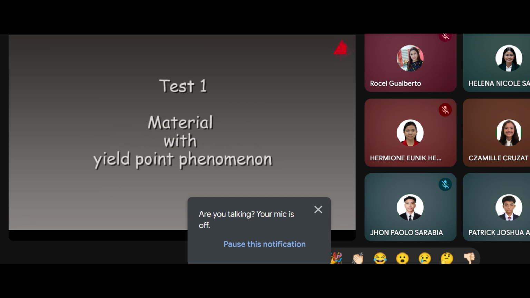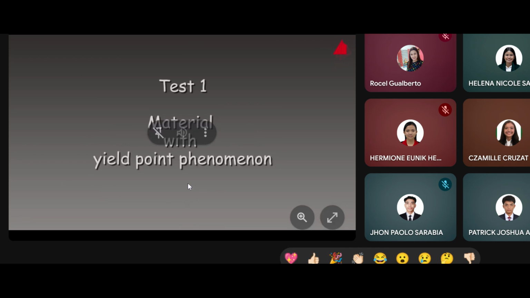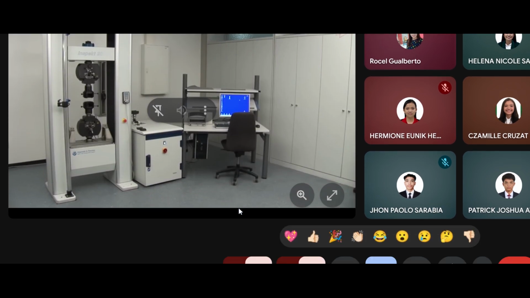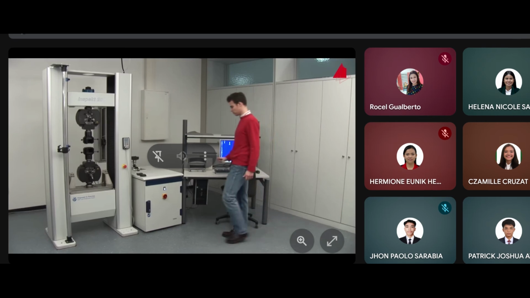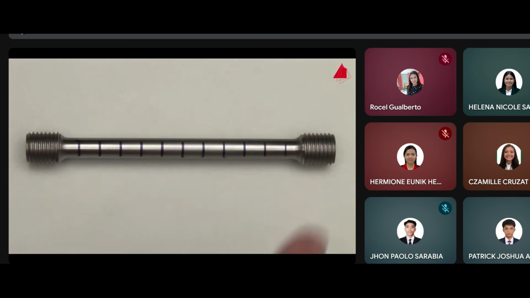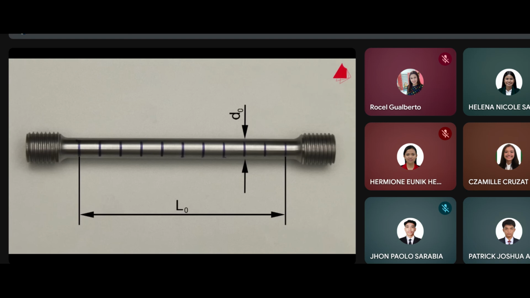The tensile test. First test, material with yield point phenomenon. In the first tensile test, a plain carbon steel with yield point phenomenon is to be tested. This is the test piece. It has a cylindrical test region with an original diameter of 10 mm and an original gauge length of 100 mm. Within this test region, distance marks have been drawn at regular intervals. They help to visualize and measure the plastic behavior of the specimen.